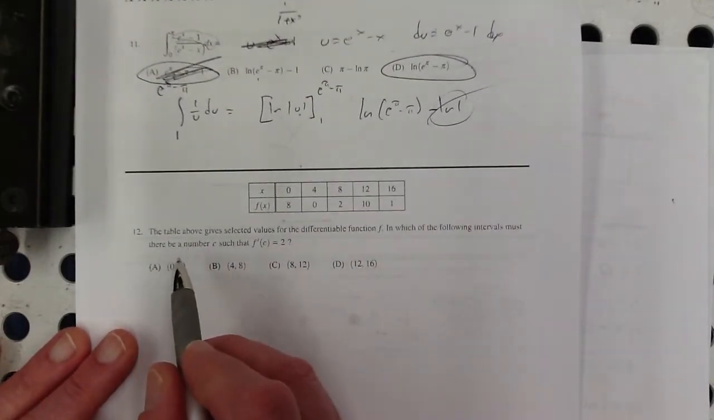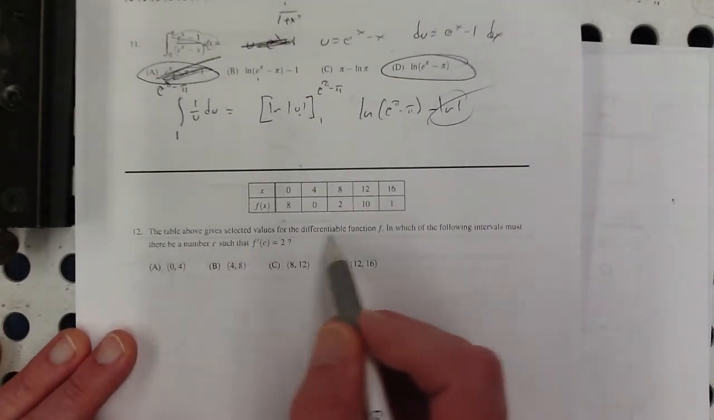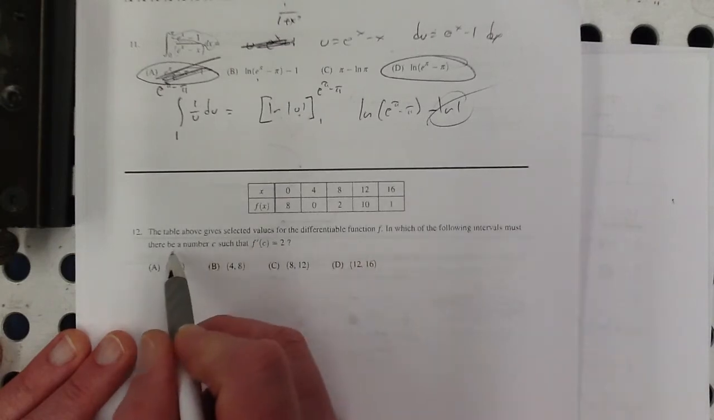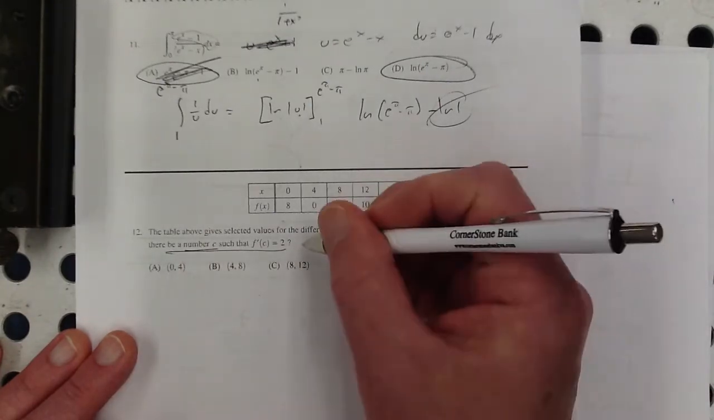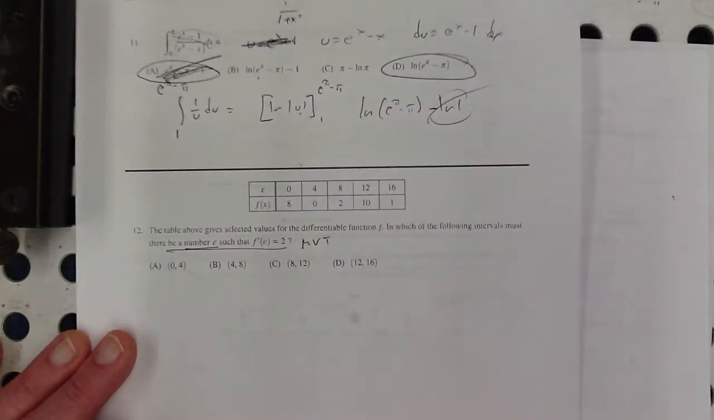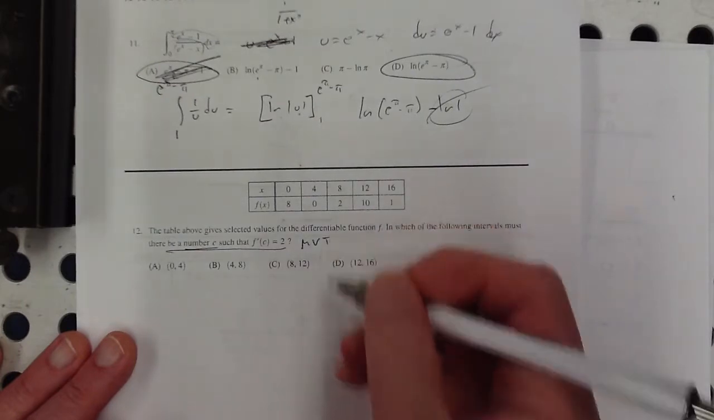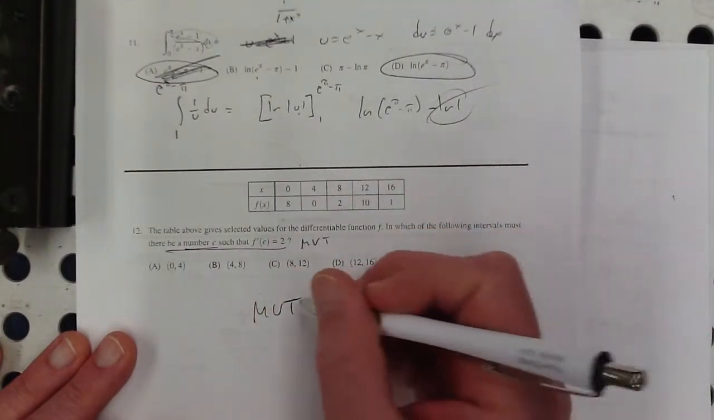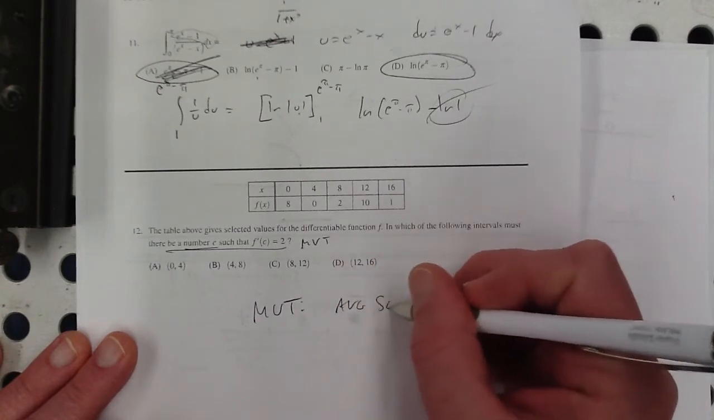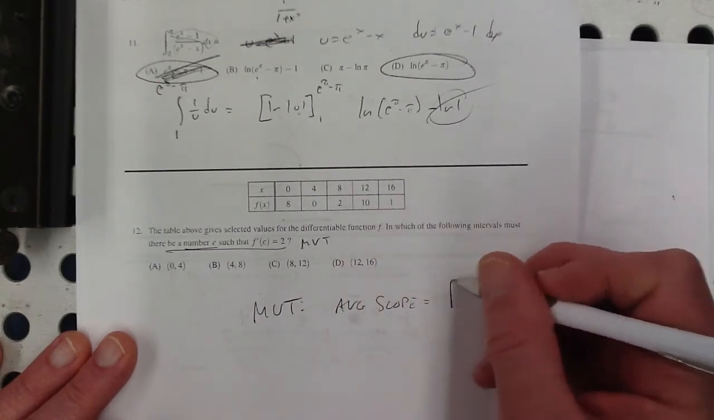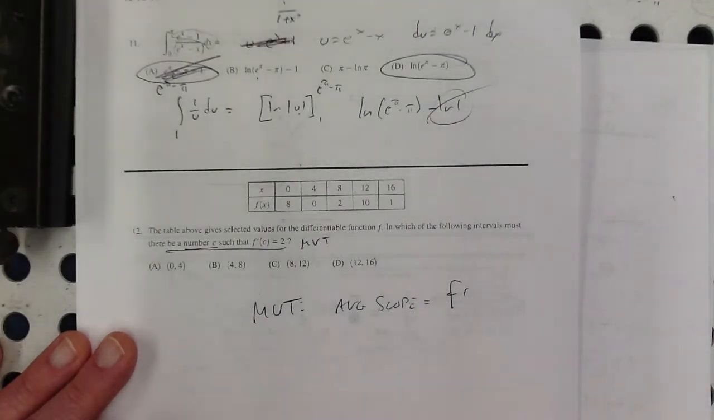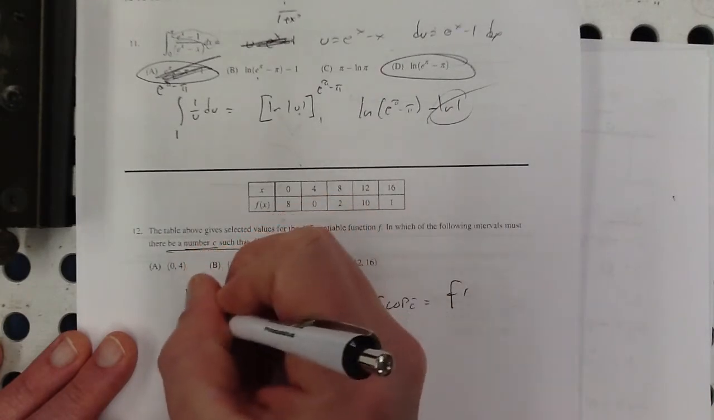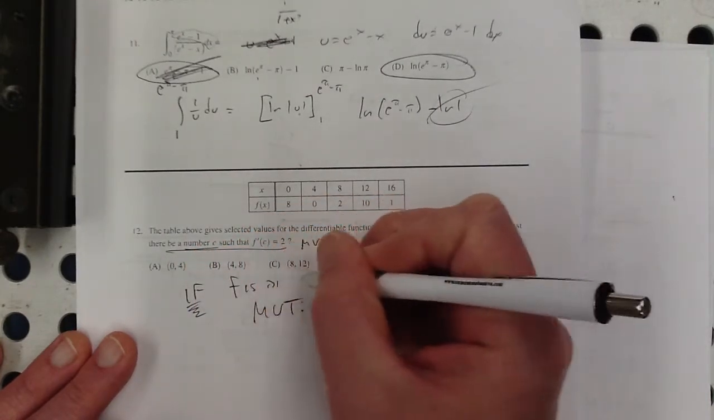All right. Number 12. The table above gives selected values of the differentiable function f. In which of the following intervals must there be a number c such that f prime of c equals 2? I hope that puts you in mind of the mean value theorem. There must exist a c such that the derivative equals 2. So what does the mean value theorem say? It says the average slope equals the actual slope, or the derivative, at some point in a closed interval if f is differentiable.